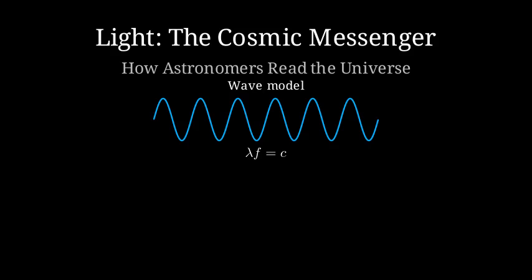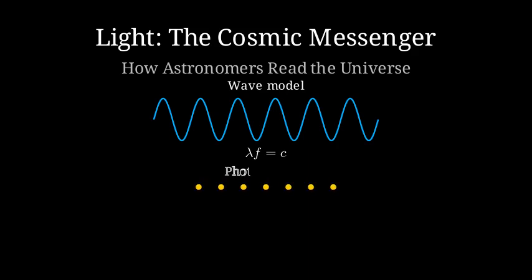As a wave, it has wavelength and frequency. The distance between wave peaks is the wavelength, and the number of oscillations each second is the frequency. All light travels at the same speed in a vacuum, 3 times 10 to the 8th meters per second. The rule is wavelength times frequency equals the speed of light.